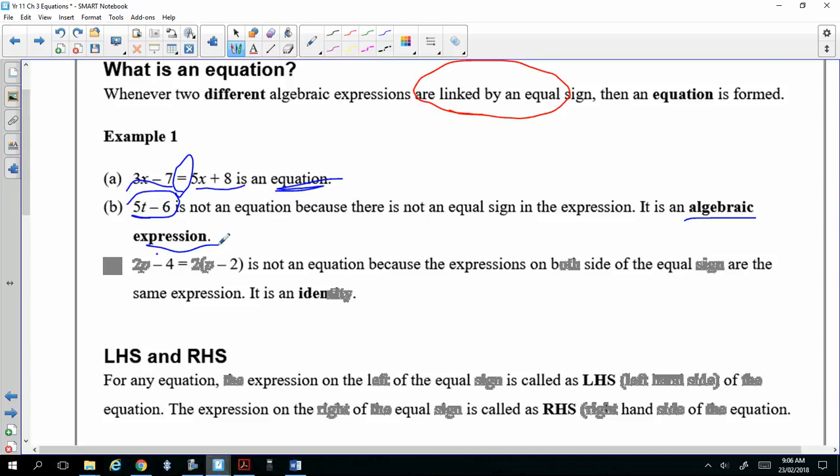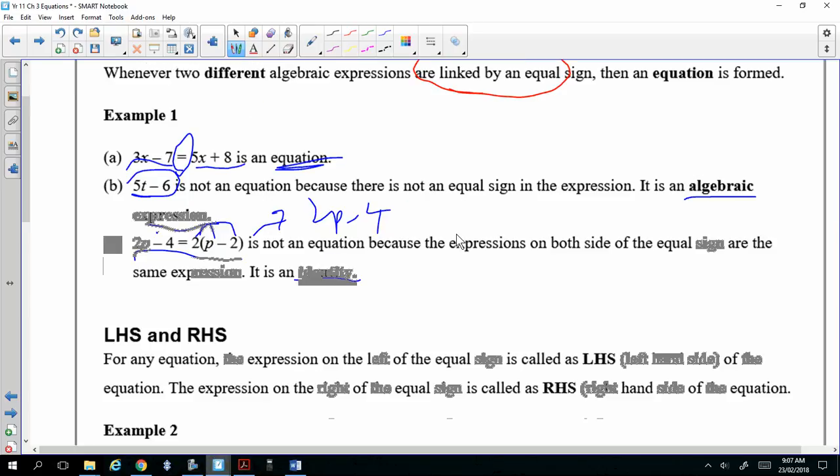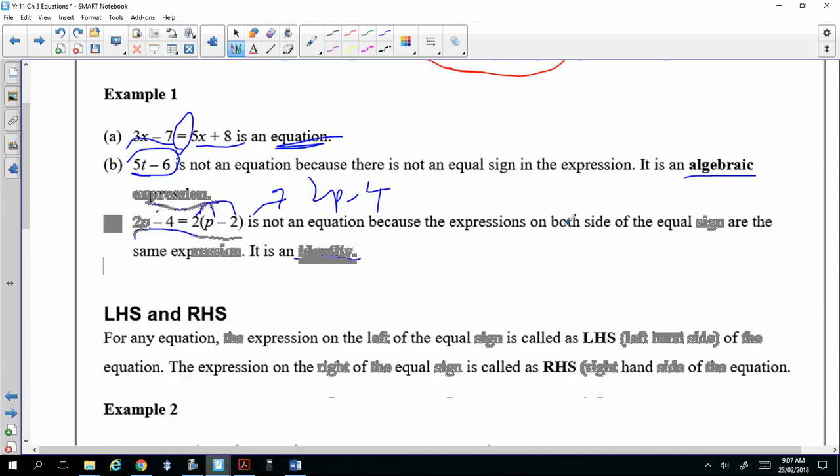And there's these ones that look like an equation, but it's not. It is called an identity because they're exactly equal. Because if you expand the right-hand side, you get 2p minus 4. So they're identical to each other. So we call that an identity. So there's three different things. And then we're going to look at the equation.